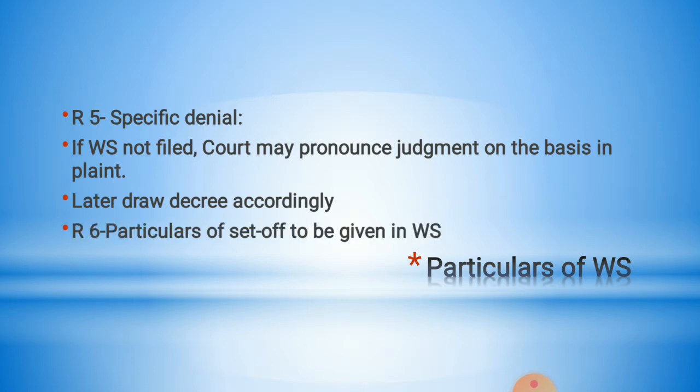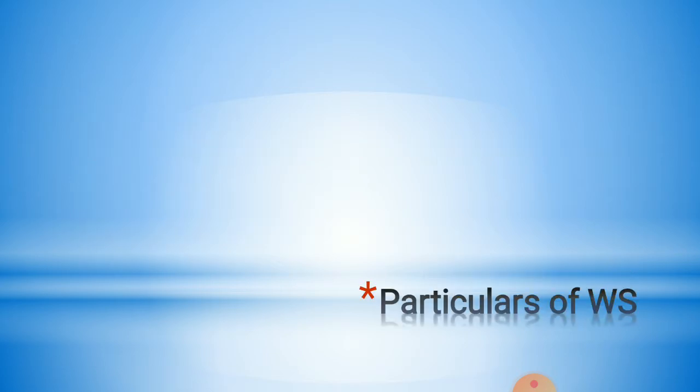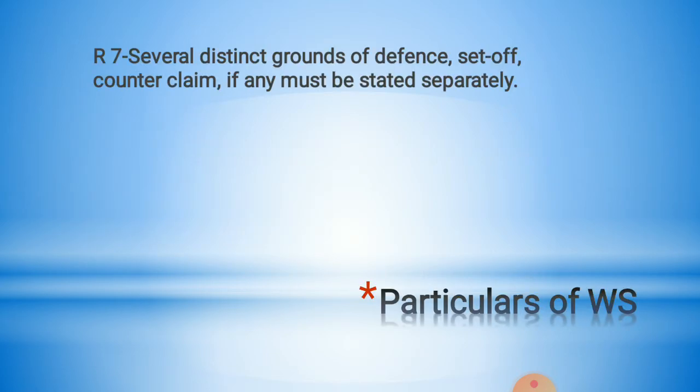Now let us see about Rule 6. Rule 6 speaks about particulars of set off to be given in the written statement. What is meant by set off, we shall see in other lectures. Similarly, Rule 6A to 6G speaks about counterclaim. Set off and counterclaim are defenses of the defendant, and these things, set off and counterclaim, will be dealt with in separate videos. Now let us see other rules or other particulars of written statement.